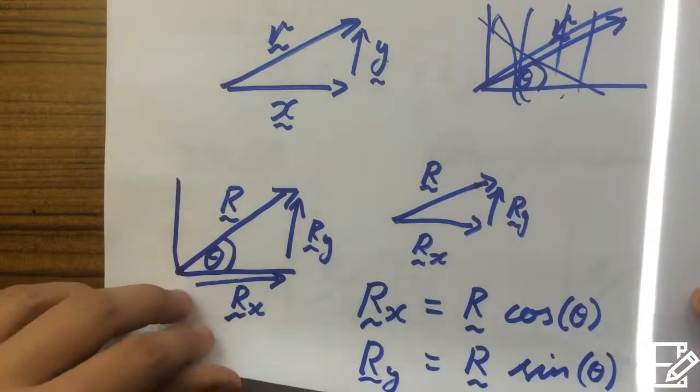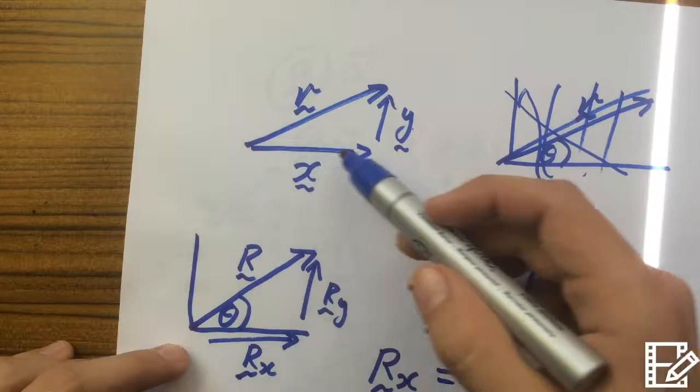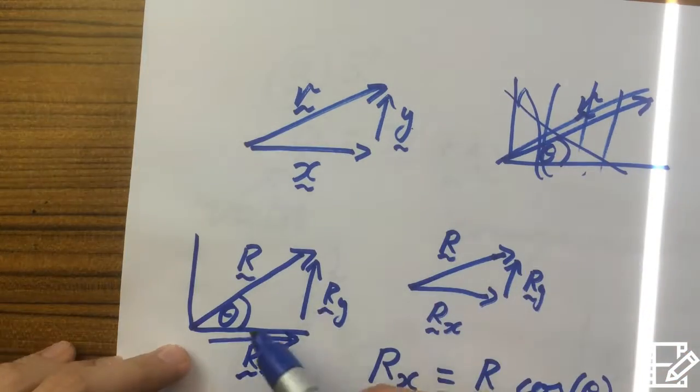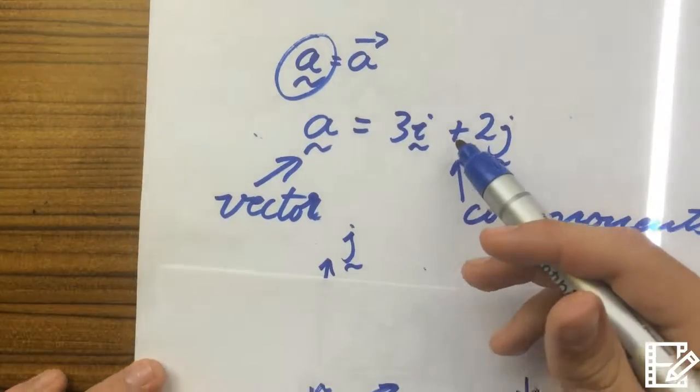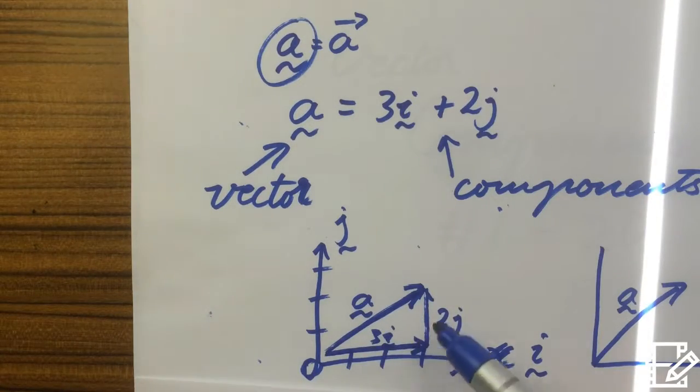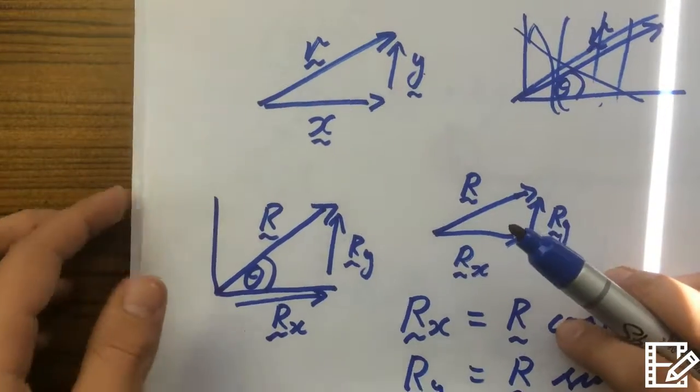But really that's all you need to know, breaking them up into their components. This is the vector and those are the components. Okay, I hope you learnt something from this video.